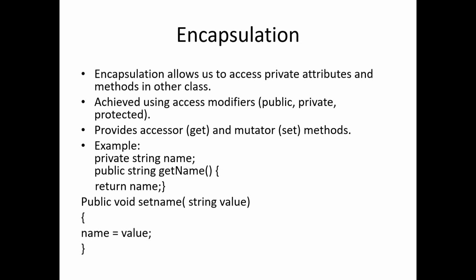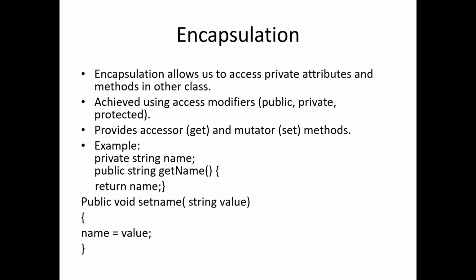So now the next concept is encapsulation. Encapsulation allows us to access private attributes and methods in another class. Like we have declared a private attribute or a private method in a class, but now we want to use it in another class. How can we do it? We can do it by the concept of encapsulation. It is achieved using the access modifiers.